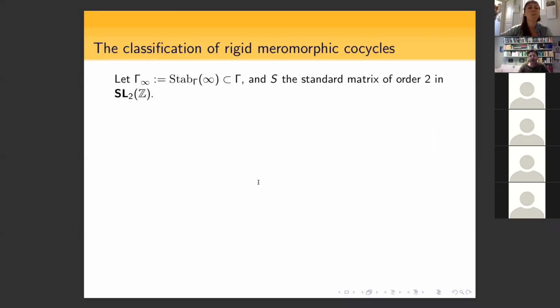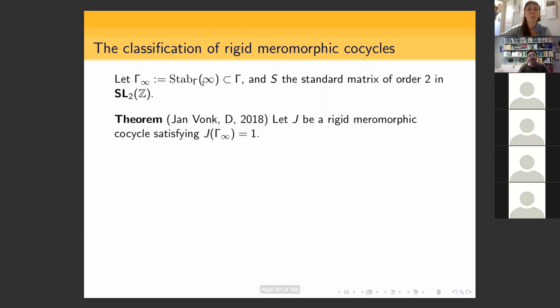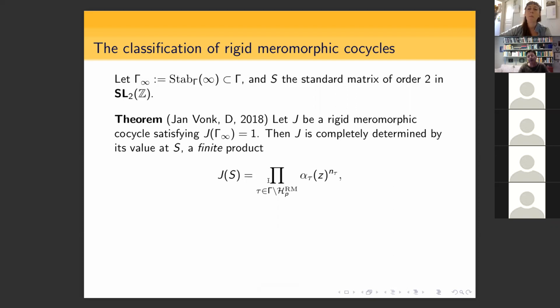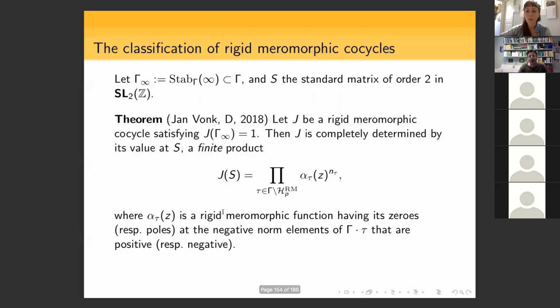And so firstly, we can actually give a complete classification of rigid meromorphic cocycles. If we let gamma infinity be the stabilizer of infinity, and S a standard matrix of order 2, then it turns out that a rigid meromorphic cocycle, which is trivial on the parabolic subgroup gamma infinity, is completely determined by its values on this one matrix S. And it can be given as a finite product like this, where the alpha taus are rigid meromorphic functions whose zeros and poles are concentrated on the gamma orbit of a given tau. So tau is an RM point. And moreover, the zeros and poles are at taus which are of negative norm and which are positive, respectively negative, for the chosen real embedding.